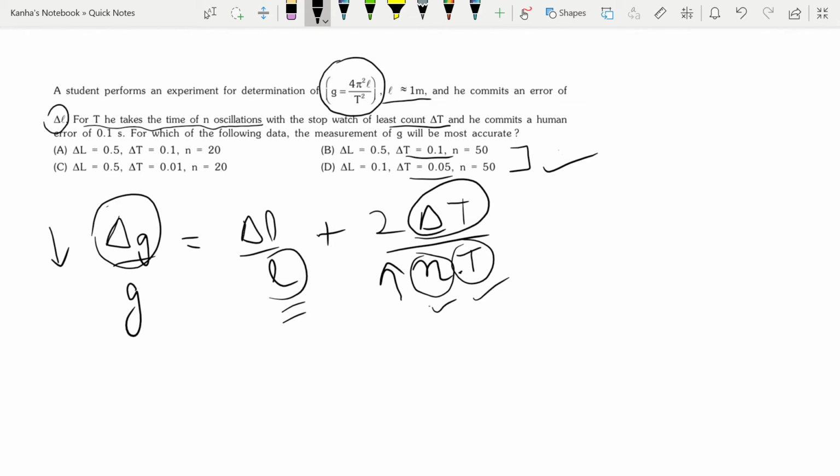Okay, so if you actually apply all the values to this formula, you will find the delta g turns out to be the minimum. But even before doing that, you are able to find it out just on the basis of the way delta g will change based on the other quantities.